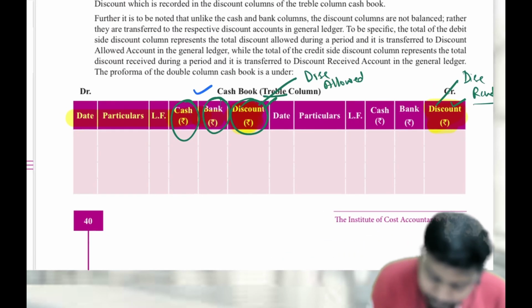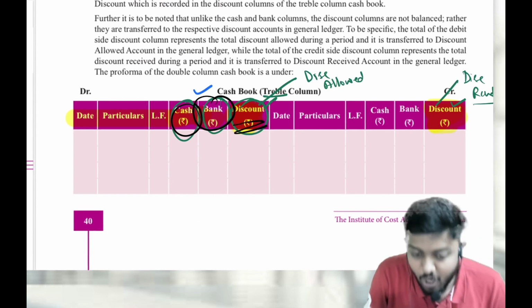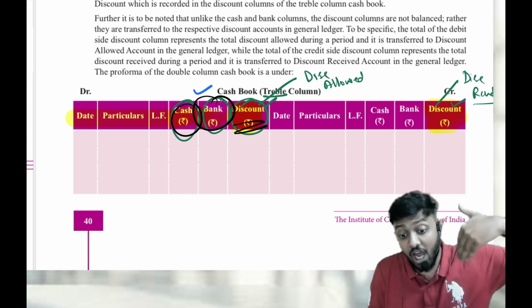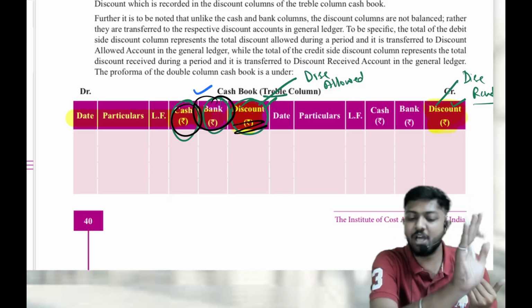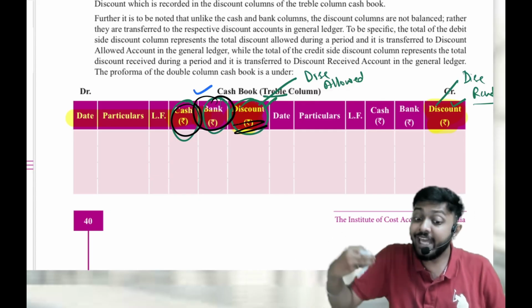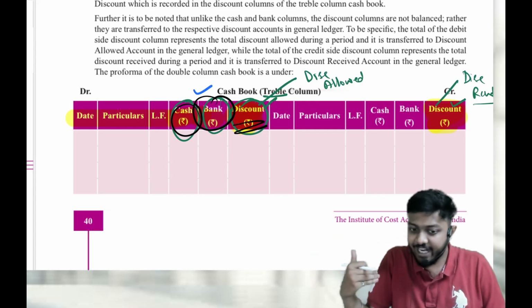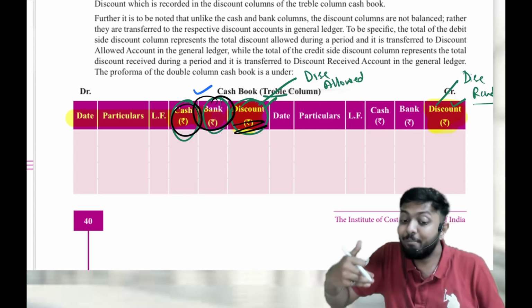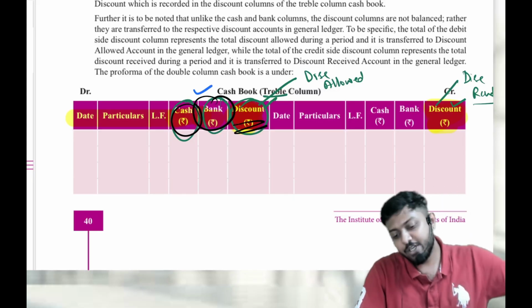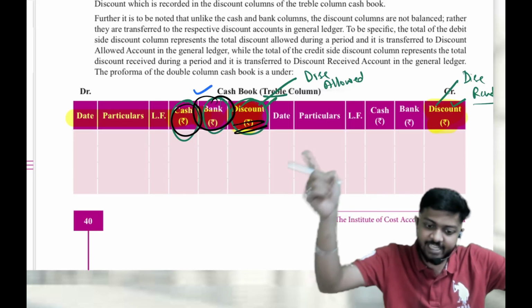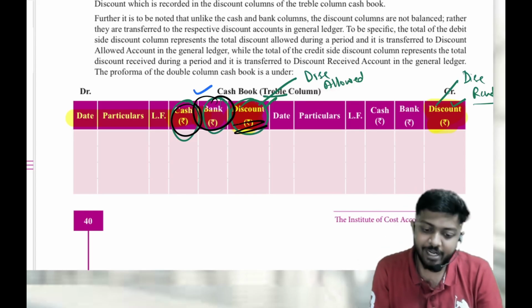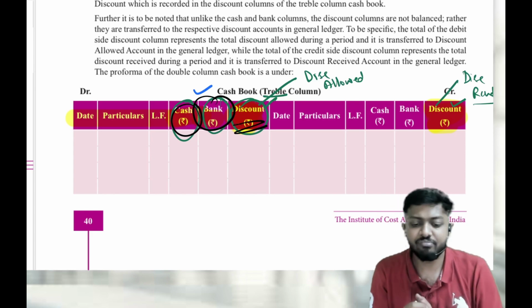In triple column cash book, along with cash and bank, we have one more column for discount. Debit side discount column is called discount allowed, because generally while receiving only we allow discount. And credit side discount column is discount received, because while paying only generally we receive discount. Correct? Payment comes in credit side. While paying only we get discount. While receiving only we give discount. So that's why debit side is discount allowed and credit side is discount received. Even that discount is recorded in the respective column. That's why it's called triple column cash book.